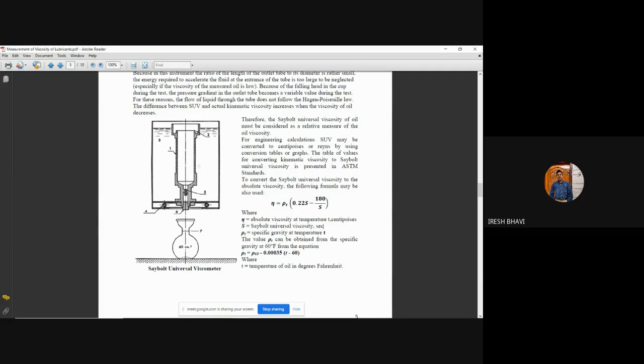of that lubricating oil. Once you measure the Saybolt universal viscosity of that lubricating oil, let us call it S, and then in order to get the absolute viscosity of that oil, whatever you call it, absolute viscosity or dynamic viscosity of the oil, it can be obtained by using this formula. That is absolute viscosity eta is equal to rho T. What is rho T? It is the specific gravity of the oil at temperature T. Which means at whatever temperature you are measuring the viscosity, at that temperature you have to measure the specific gravity.